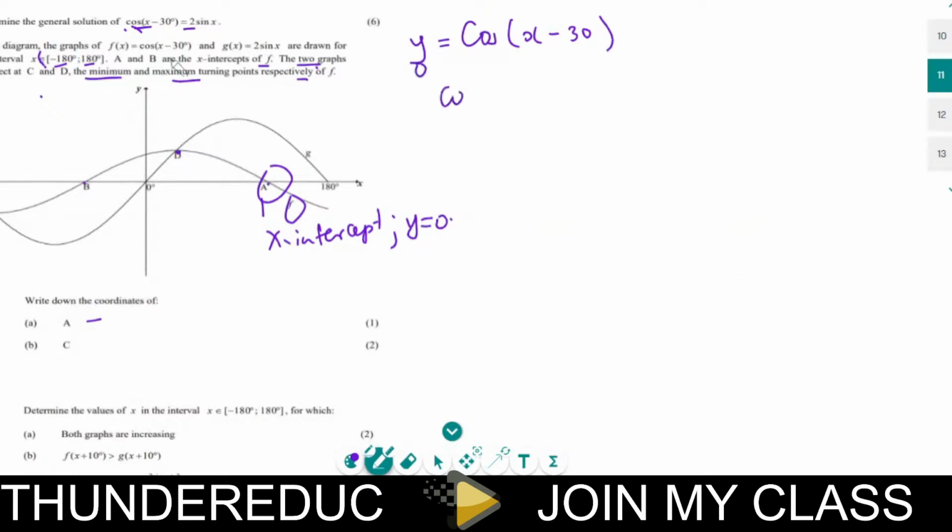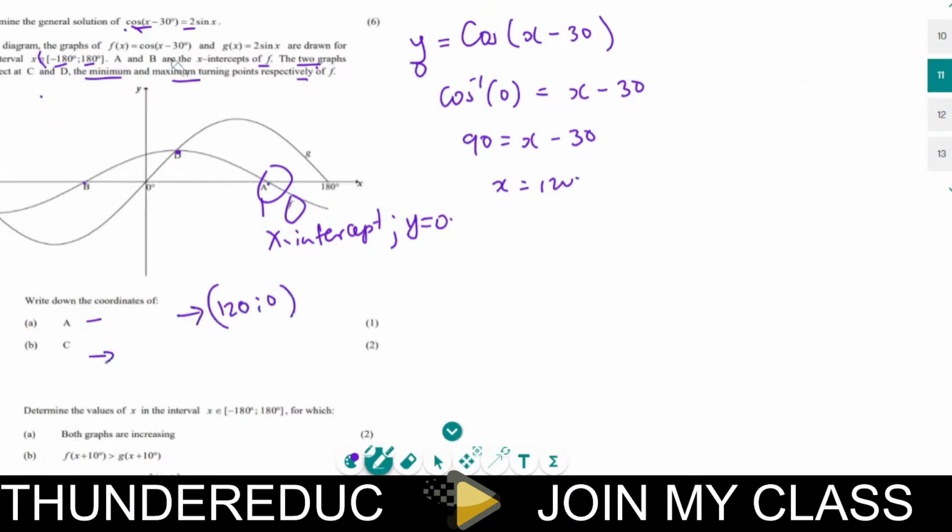And then we know that the arc cos of 0 will be x − 30. The arc cos of 0 will always be 90. So 90 is equal to x − 30. Move the 30, then x is 120. So that is (120, 0).